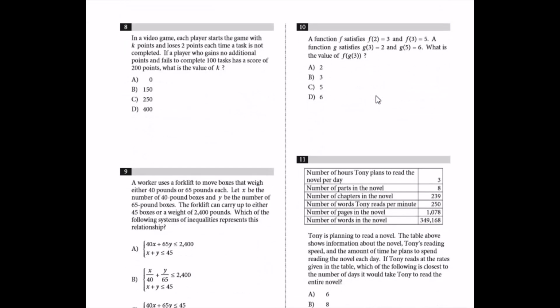Question number 8. In a video game, each player starts the game with k points and loses 2 points each time a task is not completed. If a player who gains no additional points and fails to complete 100 tasks has a score of 200 points, what's the value of k? Here we have some basic function. We start the game with k points, and k minus the points lost, let me say, equals the final score.